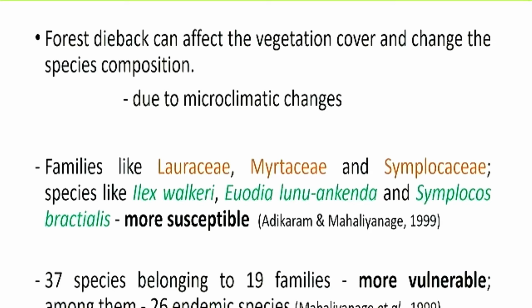So the microclimatic conditions in these mountain forests can be changed, and this can lead to a species composition change. Some researchers said families like Lauraceae, Myrtaceae, and Symplocaceae are more vulnerable, and species like Ilex walkeri, Eurya lunankenda, and Symplocos bractealis are more susceptible to forest dieback. In another study, they say there are 37 species belonging to 19 families that are more vulnerable. Among them, there are 26 species endemic to Sri Lanka. That's a huge problem.